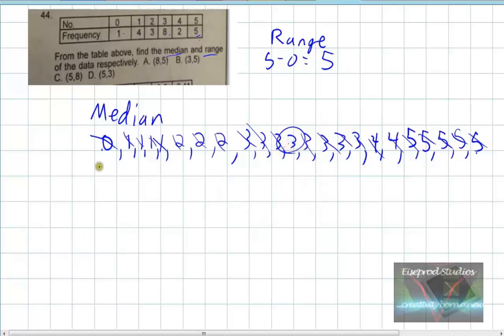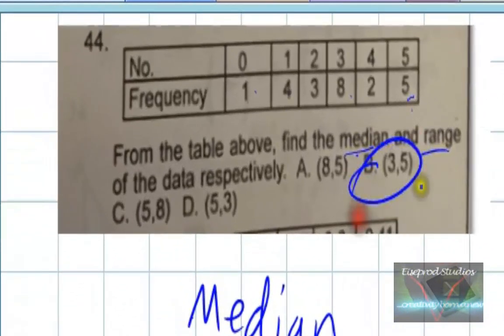If this data set had been an even number, if there had been, say, this 5 hadn't been there, then you would have arrived at a problem where you would have had 2 3s. And so what you would have done is you would have taken the average of those 2, which would still be 3. But anyway, the 5 was there, and this is our median. So they wanted a median and then the range, so median and range, and B is our answer.